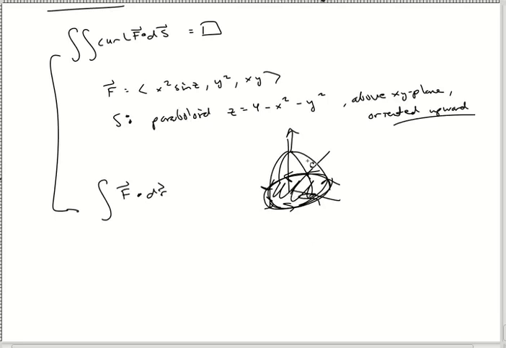My radius should be, if you set z equal to 0, I'm sorry, yeah, z equals 0. Then you move it all over. You'll get a radius of 2. So you get a 2 over here, you get a 2.